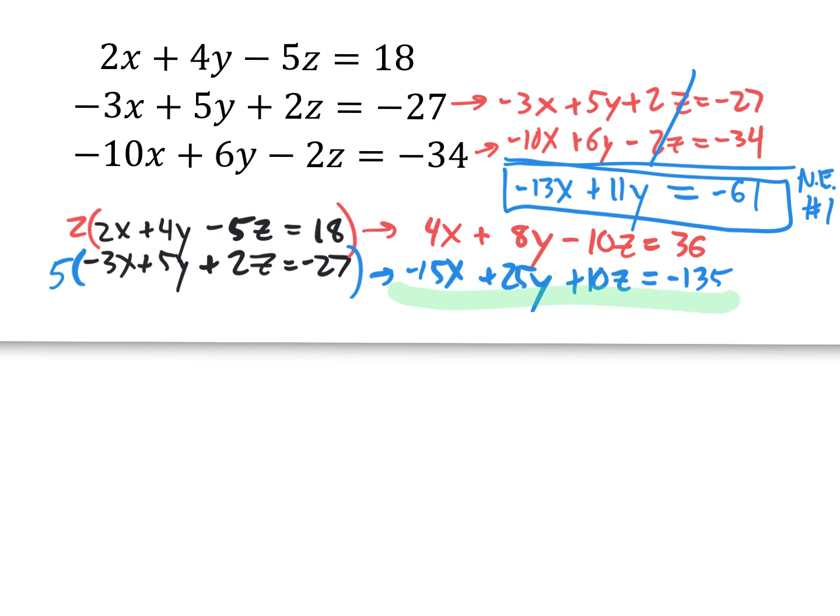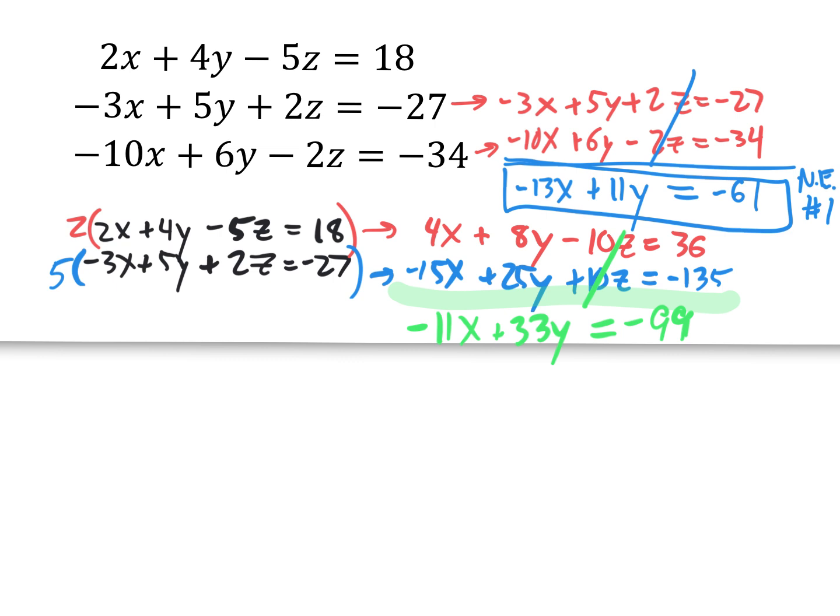Why did I use a highlighter? My bad. So yeah, when you combine 4 with negative 15, that's a negative 11x. When you combine 8 and 25, that is a 33. That canceled out, and 36 take away 135 is negative 99. Thank you so much. My brain's not working right now at this point.